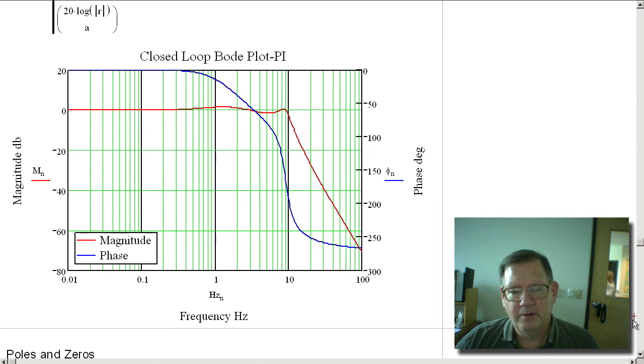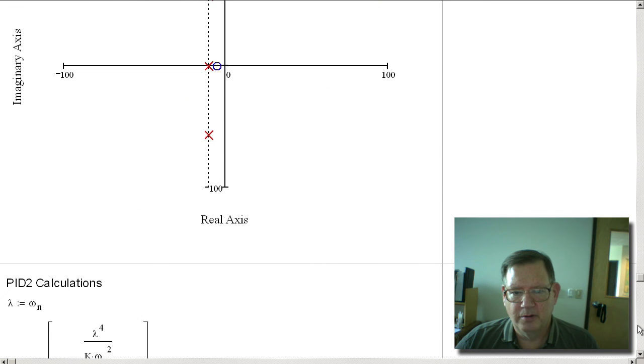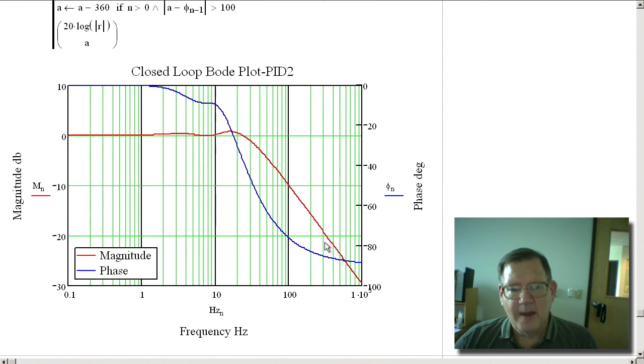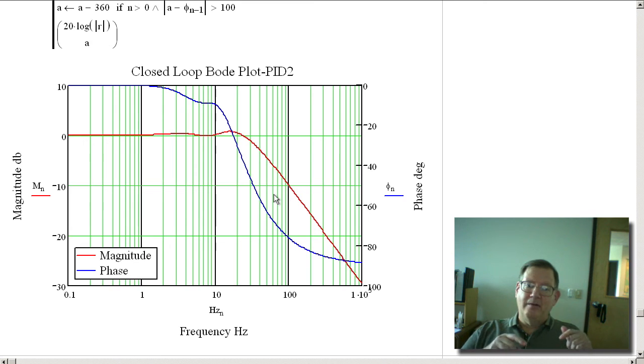Also, the phase lag isn't as bad. Again, this is a different scale. Remember, we have 4 gains now, so that means we're going to have 3 zeros, and we got 4 poles, so you get 3 zeros minus the 4 poles is minus 1 times 90 is minus 90 degrees, which is what you see here.